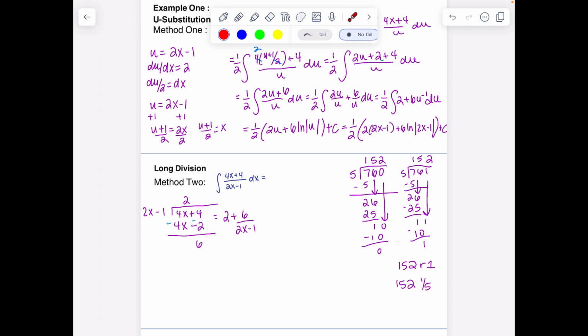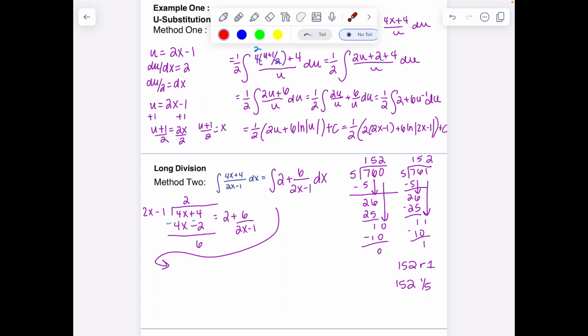And so that is actually what this expression right here is equivalent to. So 2 plus 6 over 2x minus 1 dx. So that is where we're going to start, and that's going to help us find the antiderivative. I actually am going to separate this into two integrals, okay?